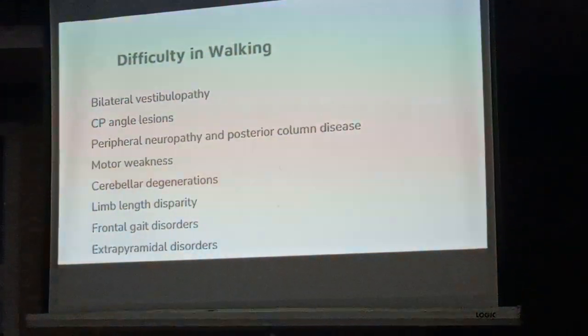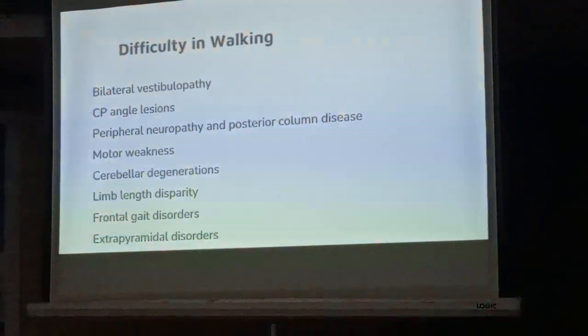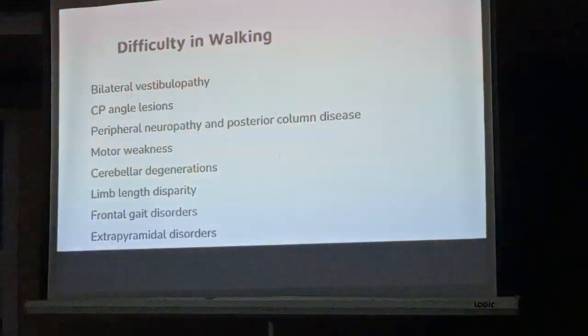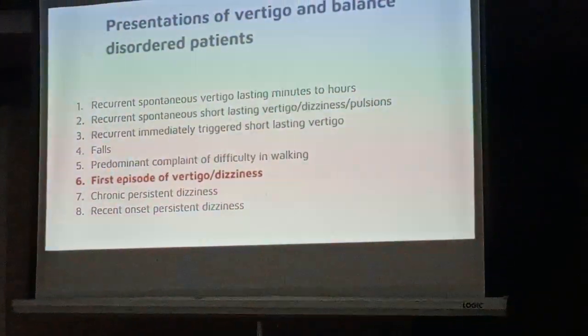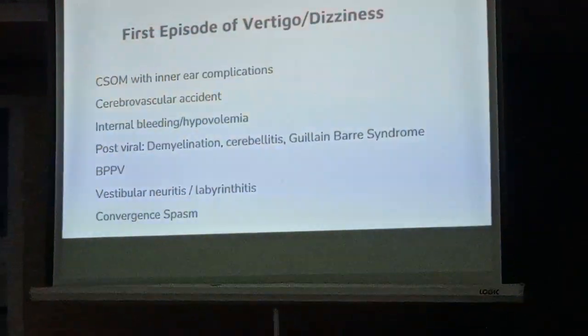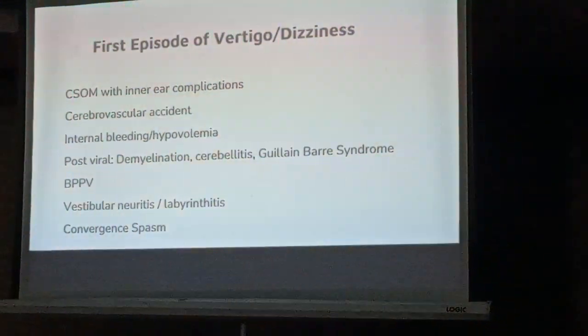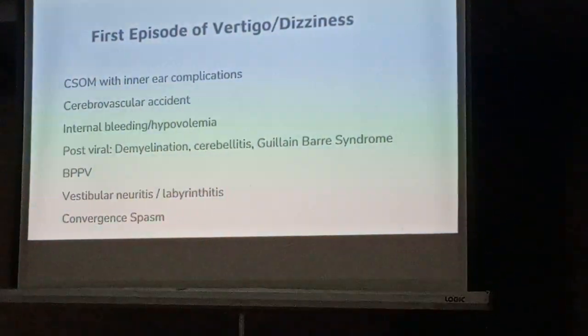Then frontal gait disorders, extrapyramidal disorders. So I think the first three is more important to us. So difficulty in walking, you can manage like that. Then first episode of vertigo dizziness. This is the condition that will bring us to the casualty. Okay, patient comes. So whenever you think of vestibular, don't forget that chronic otitis media complications also will cause vertigo.